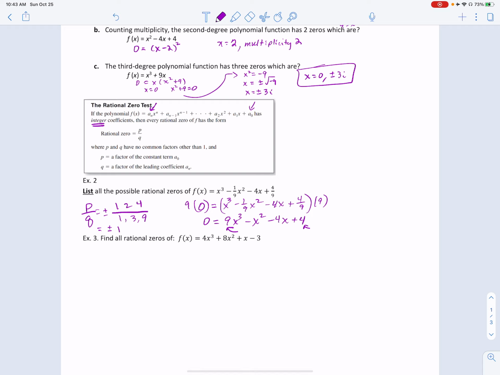So 1 goes over 1 and makes 1. 1 goes over 3 and makes 1/3. 1 goes over 9 and makes 1/9. Then I have to do the same thing with 2. 2 over 1 is 2. 2 over 3 is going to be 2/3. And 2 over 9 is 2/9. And same thing with 4. 4 over 1 is 4. 4 over 3 is 4/3. And 4 over 9 is 4/9. And you need plus or minus. And that is the list of all possible rational zeros for this polynomial.